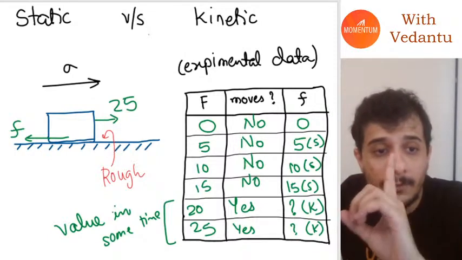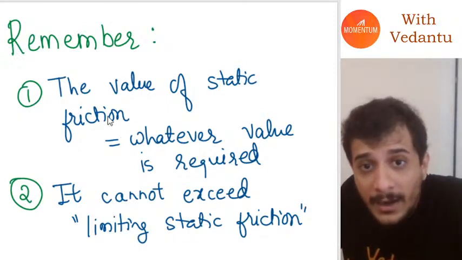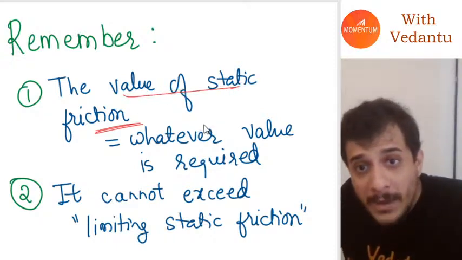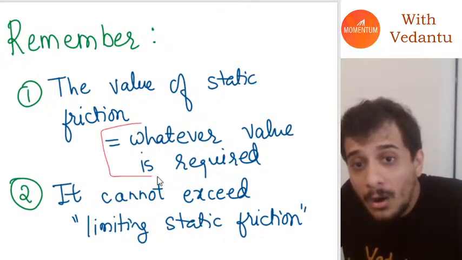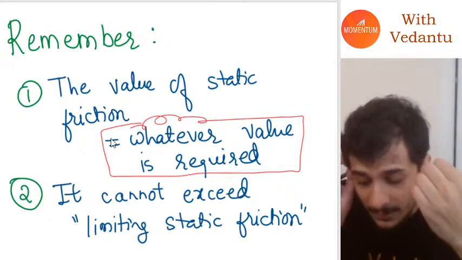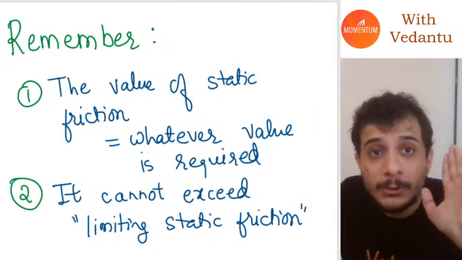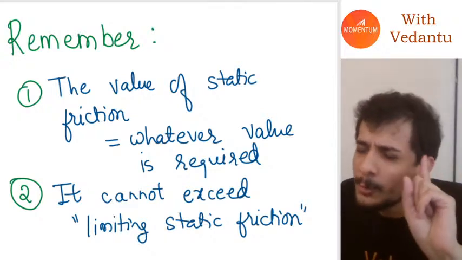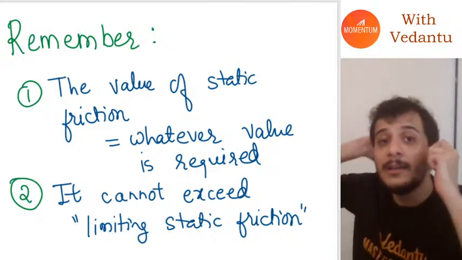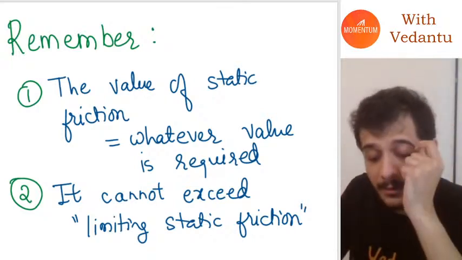Now this takes us to my first point. What is the first point that you have to remember? The value of static friction is always going to be whatever value is required. It's not going to be equal to mu into n. I know everybody wants to say it's going to be mu into n, but not for static friction, guys. The value of static friction is always whatever value is required.